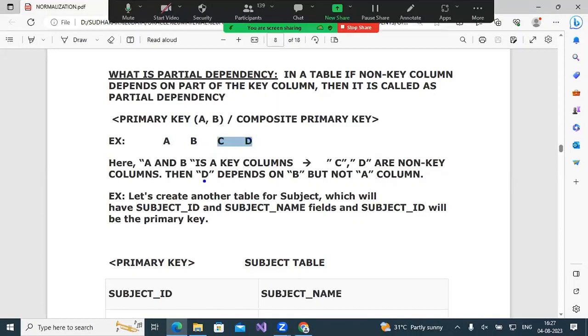So then what it is saying here, if C comma D are non-key columns, then D depends on B but not A. C depends on B but not A. D depends on A but not B. C depends on A but not B. So that means among primary key columns, if a column depends on only one of them and not the other, then those columns are called partially dependency columns.